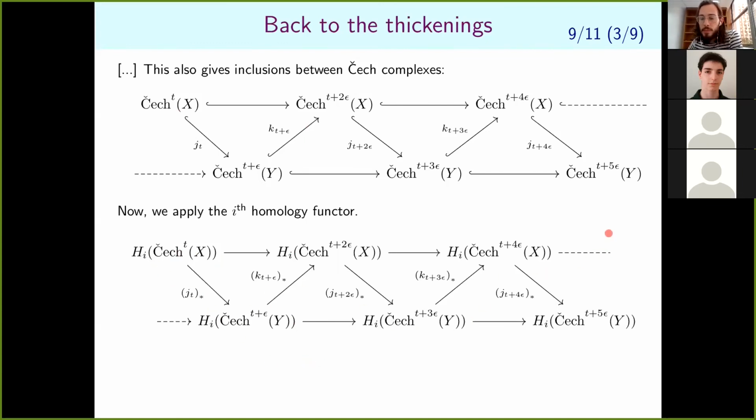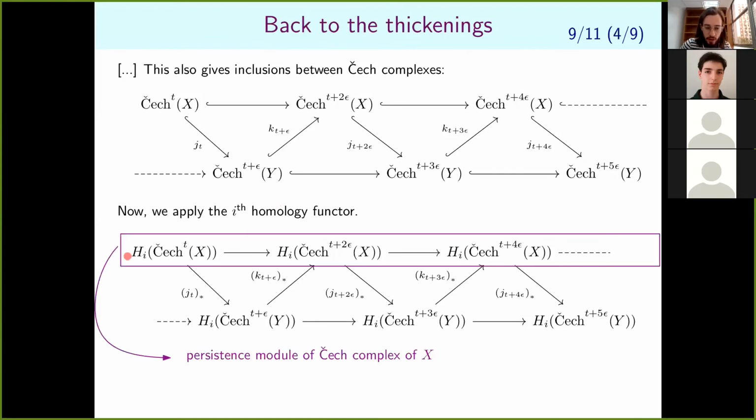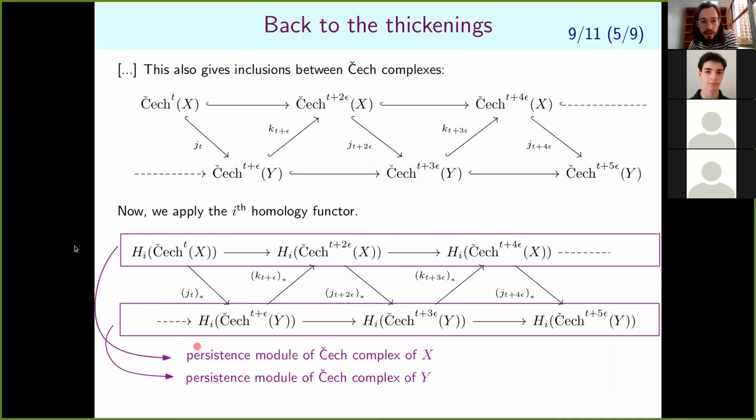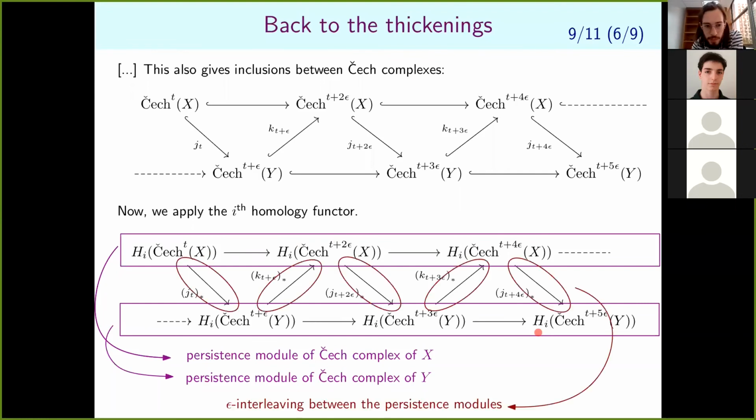Okay. And now, what do we have? The first row is the persistence module of the Čech complex of X, right? A set of vector spaces plus maps between them. Here, this is the Čech complex of Y, the persistence module associated to Y, okay? And what are these arrows here? They define an epsilon interleaving.